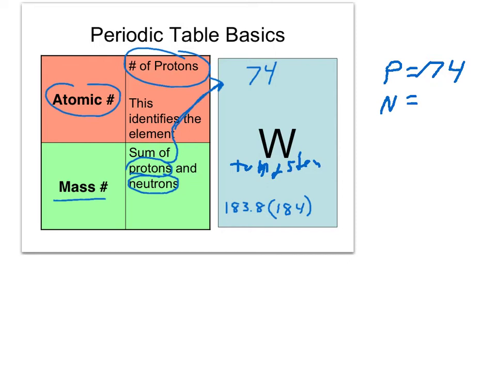We actually don't know the neutrons from that, but we do know something about the mass of this atom. The mass of the atom includes only two things. It doesn't even matter the electrons, because electrons don't have a mass. It includes both protons and neutrons. And if we look at the number that we have here, we see that it's 184 for the mass. So I'm going to write 184 down here.